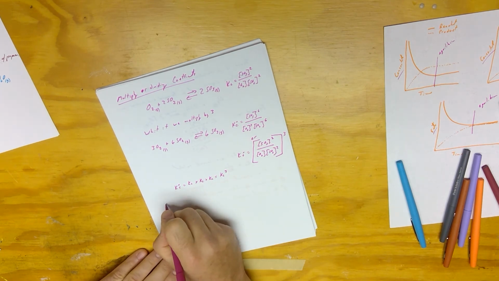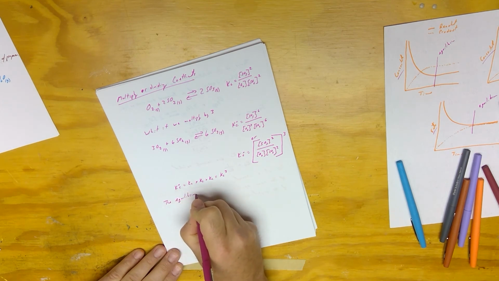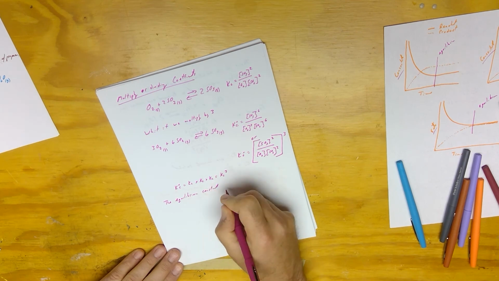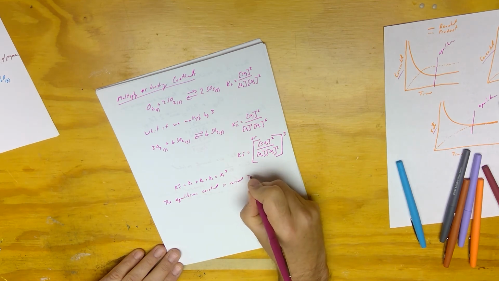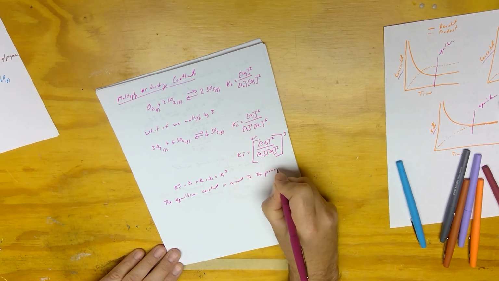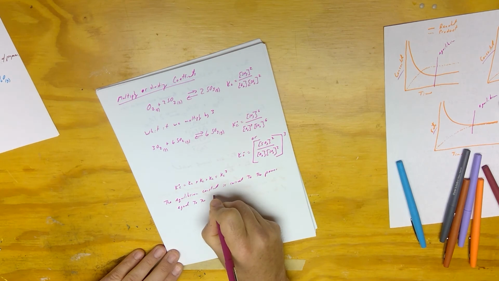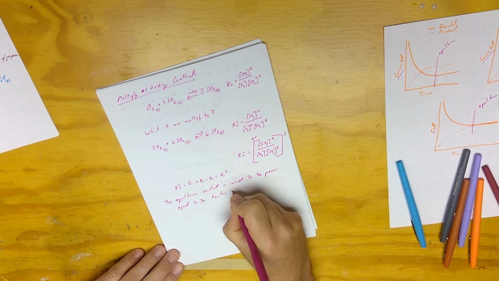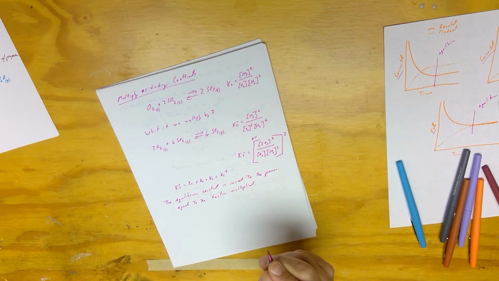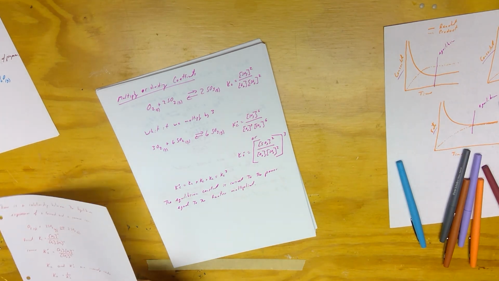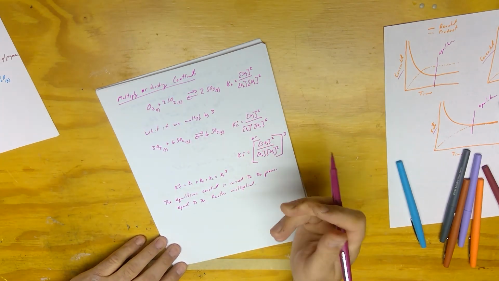So we can write this again. The equilibrium constant is raised to the power equal to the factor multiplied. Well, this is if we multiply. What happens if we divide?